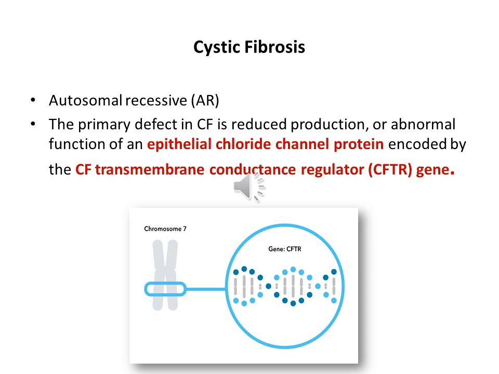A mutation in the cystic fibrosis transmembrane conductance regulator gene, CFTR, changes the protein that regulates the movement of salt in and out of the cells. The result is thick and sticky mucus in the respiratory, digestive, and reproductive systems, as well as increased salt in sweat glands.